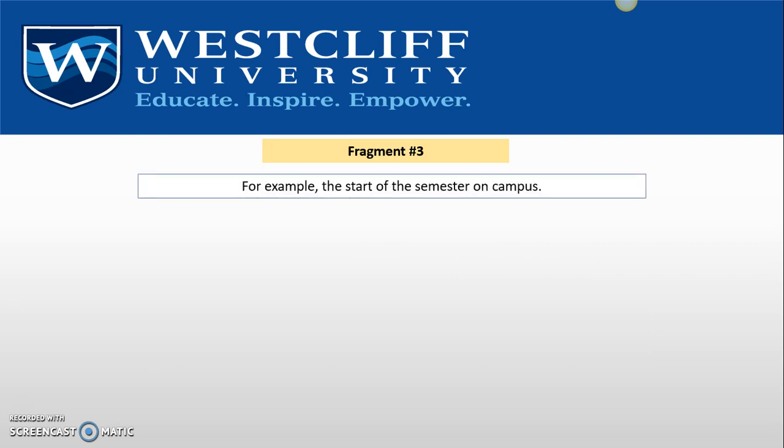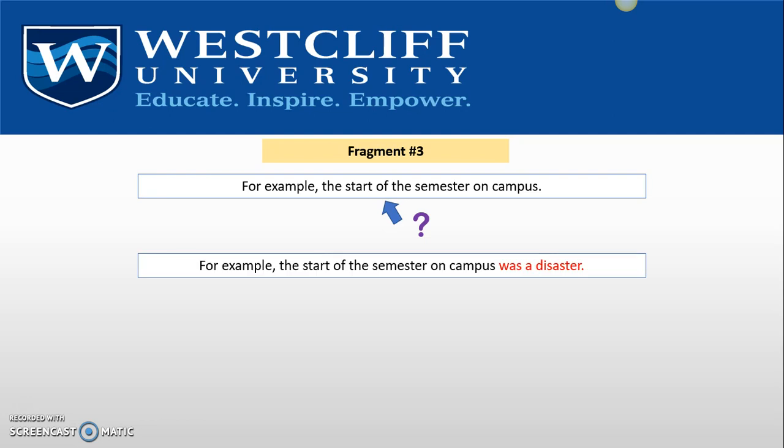Fragment number 3. For example, the start of the semester on campus. Can you identify why this is a fragment? Okay, so we're missing something in this sentence. We're missing a main verb. I could say, for example, the start of the semester on campus was a disaster. Now I have my main verb.